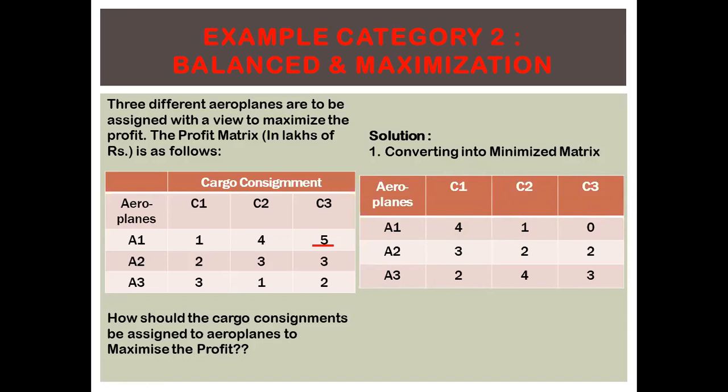So the further procedure is the same as I've taught you all in the minimization problems before. So here we'll pick up the minimum row elements from each particular row like this. So in A1, the minimum number is 0. In A2, it is 2 and 2. In A3, it is the single number 2.